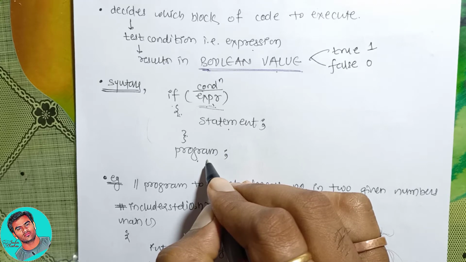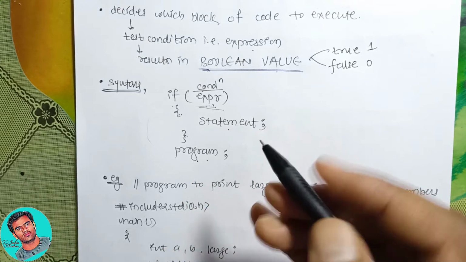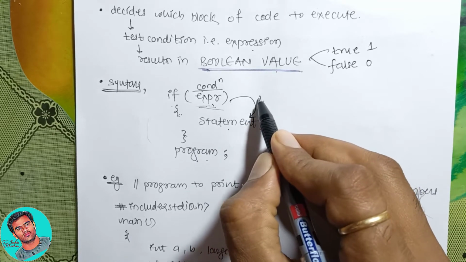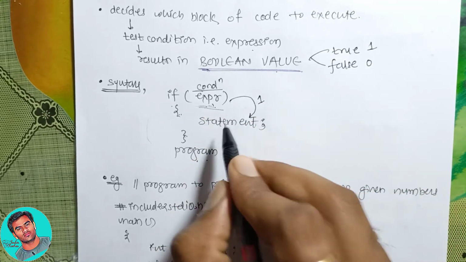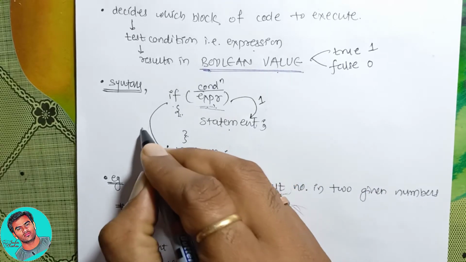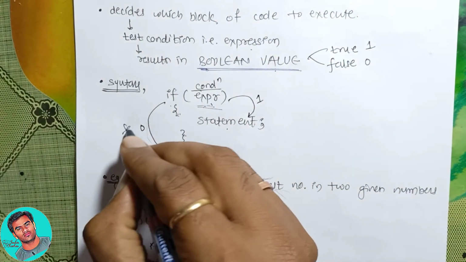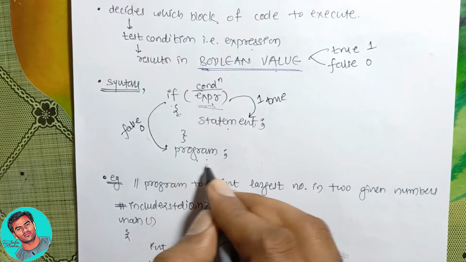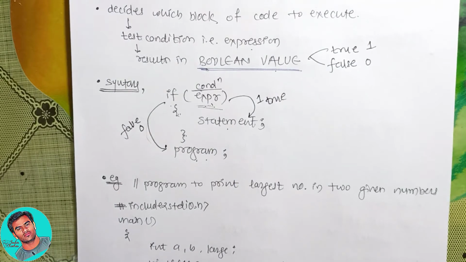Understood? I'm going to repeat once again. If this condition is true, that means if this value is 1, these statements are executed. And if this condition is false, that means the value is 0, then these program statements get executed. That is the syntax.